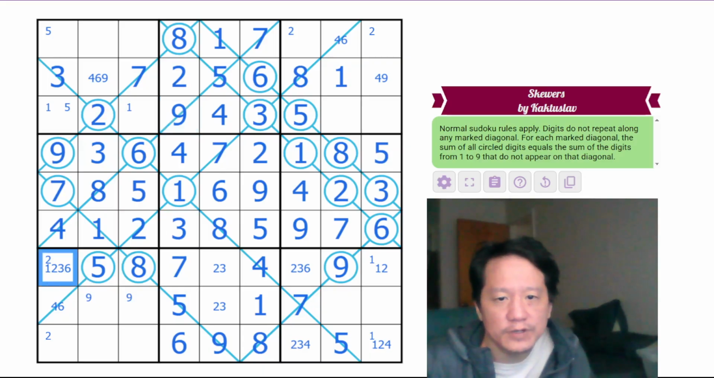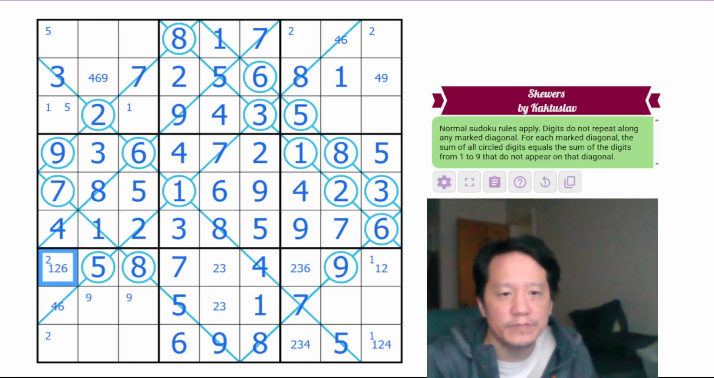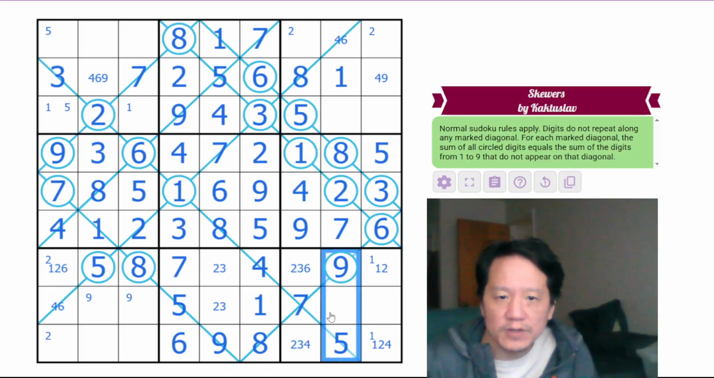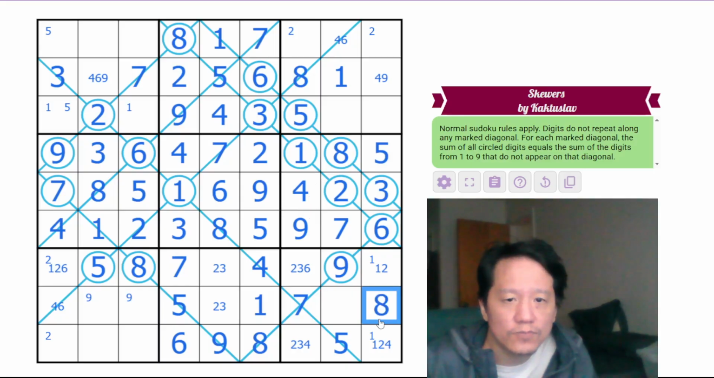Okay, no 3 here because of 3 in the column. Where is 8 in box 9? Can't be here or here because of 8's in the column. Can't be here or here because of 8's in the row, so 8 has to be here. We have 8 8's now. We know where the last 8 has to be.